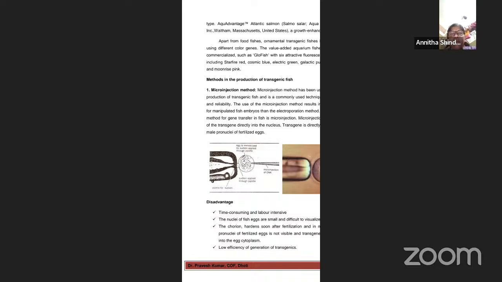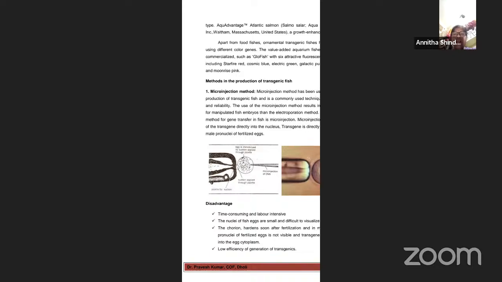It is time consuming and labor intensive. It takes a lot of time, and a lot of laborers are required for this. The nuclei of the fish eggs are small and difficult to visualize. Since the nuclei of the fish eggs are very, very small, it is very difficult to visualize. So that is one of the disadvantages.